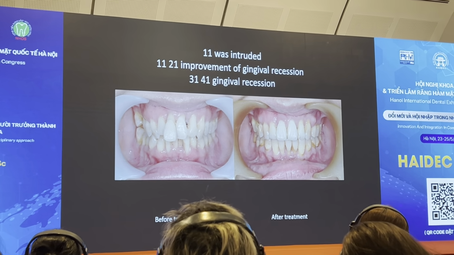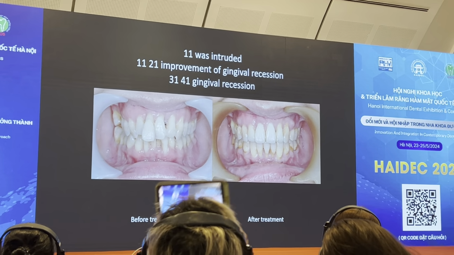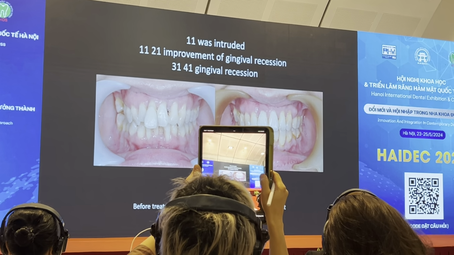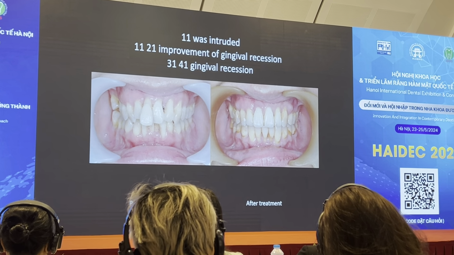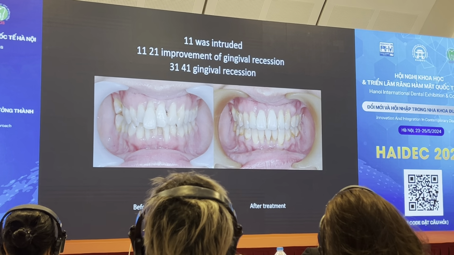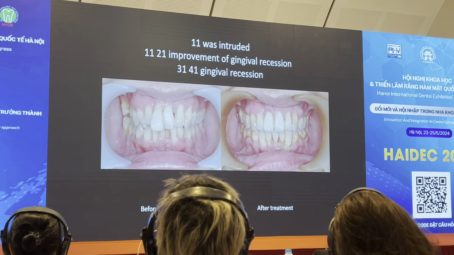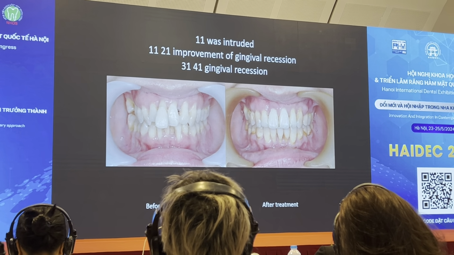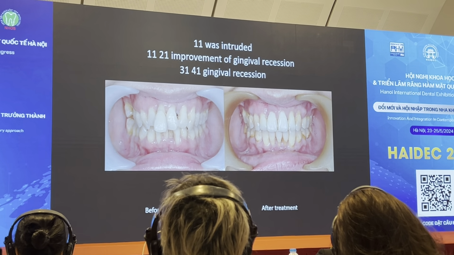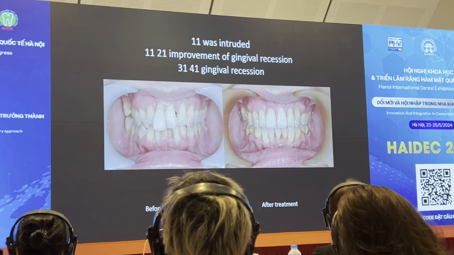Intrafrontal view, upper and lower teeth were aligned. Overbite was reduced. There were gingival recessions at 3-1 and 4-1 after treatment. However, the recession at 1-1 and 2-1 were improved as they were brought deeper inside the alveolar process due to intrusion and retraction.